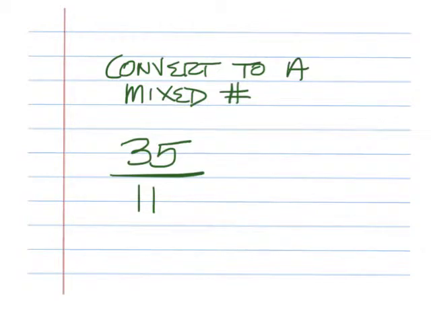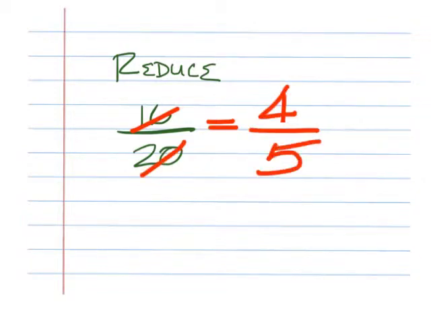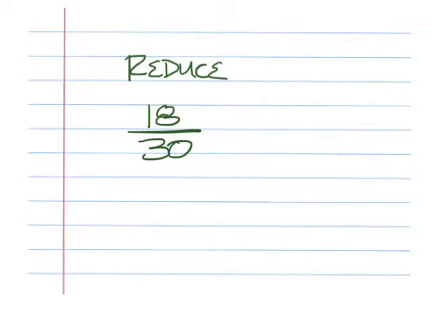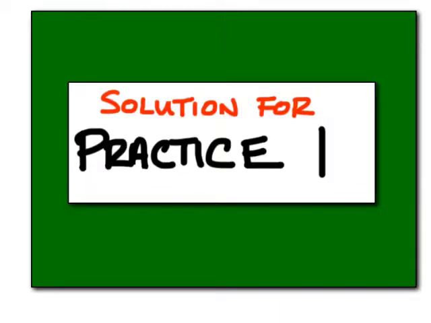Practice number 1. For the bonus here, the highest number that goes into both of them will be 4. So 4 goes into 16 4 times and into 20 5 times. Another bonus. The highest number that goes into 18 and 30 would be 6. 6 into 18 3 times and into 30 5 times.